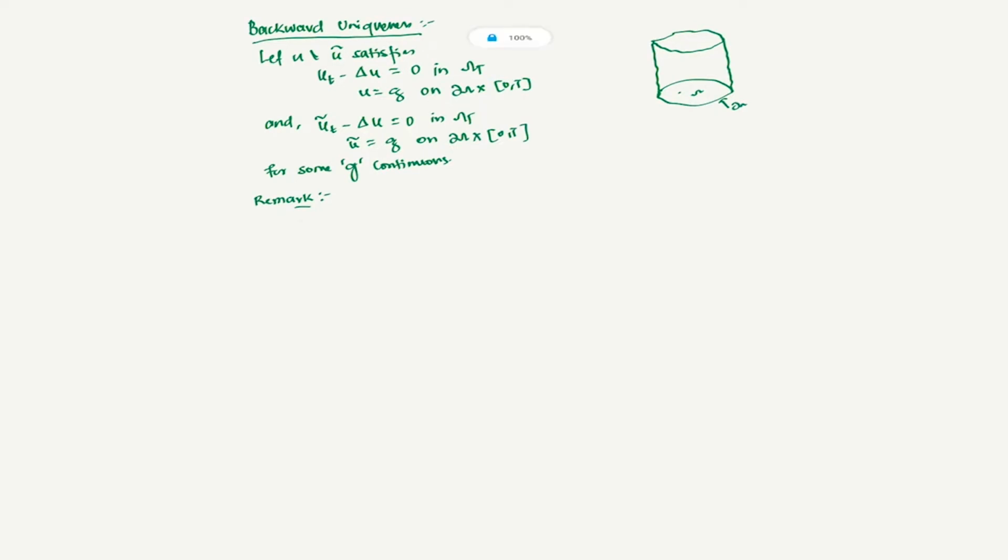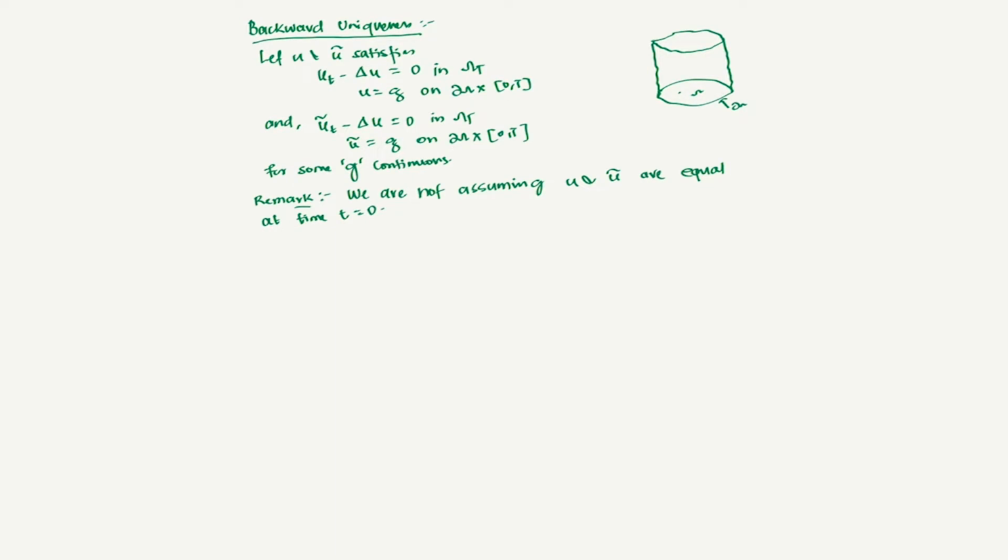But you note that we are not assuming u and u tilde are equal at time t equals 0. So we are not assuming they are equal. You see, they may be different. At these points we don't know. We just know that on the boundary u is g and u tilde is g. That's all. On the boundary they are equal, of course on this boundary, not at these points. So at t equals 0, they may or may not be equal.